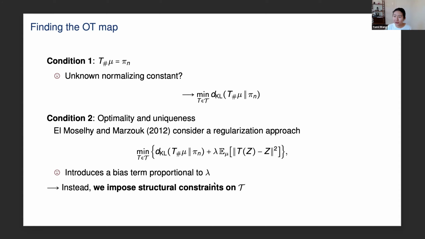So instead, we guarantee the uniqueness of the solution by imposing a structural constraint on this transport class, the pre-specified transport class.